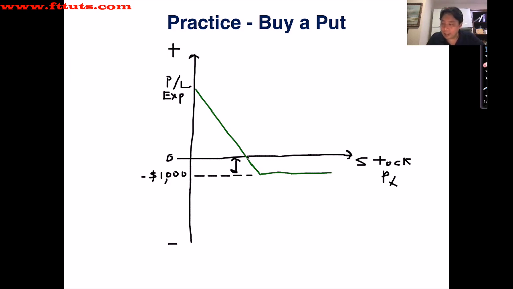So my break-even, as I calculated, was 135. So this is 135. That's $135. There we go. That's my break-even at expiration, right?